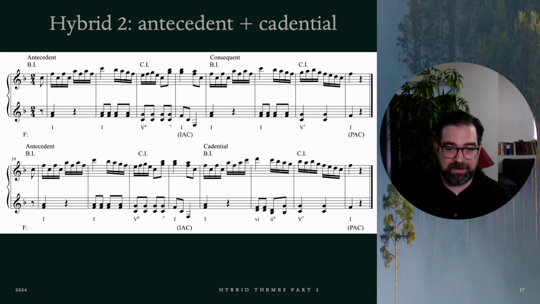Antecedent plus cadential. So the first 2 hybrids use an antecedent phrase for the first part. Hybrid 1 has a continuation. Hybrid 2 uses a cadential ending. So remember that: hybrid 1 and 2 start with an antecedent.